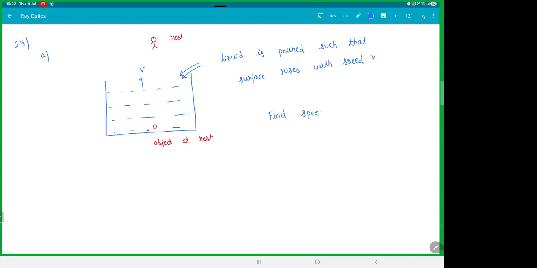The observer is not moving, the object is not moving, but that interface is moving. Refractive index is mu. Find the speed of the object. This is a good mains question. Let's see how you do this. Yeah, that's a bit of kinematics if you want. Motion with refraction. Hope the question was clear.